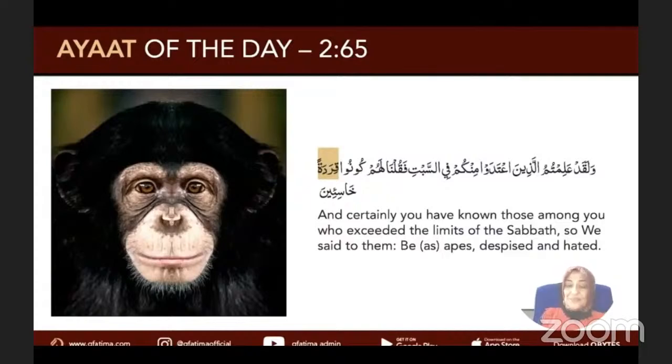Become like apes. It's telling me psychologically that when I do not follow that which Allah has ordained me to follow, then I become something that is not intellectually reason-based, does not listen, and is not spiritual as such.